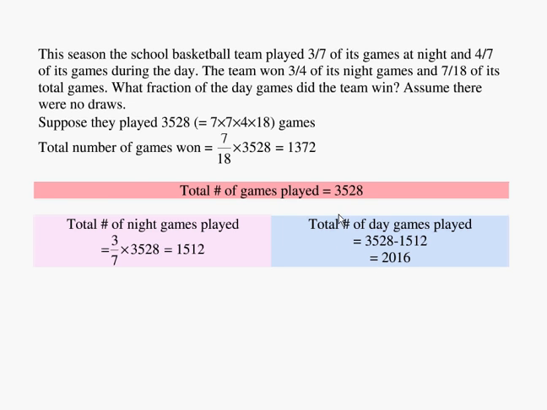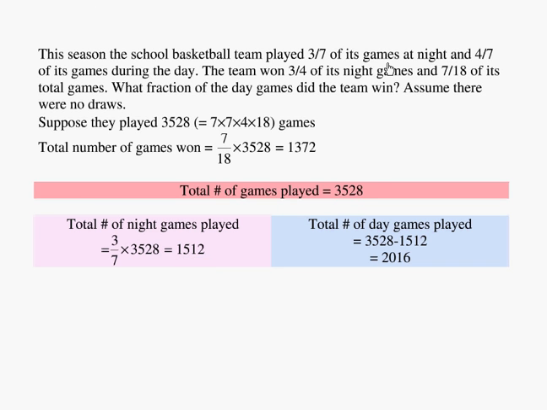But what I did here, I subtracted the two numbers. This is the total number of games they played. This is the total number of games they played at night. If you subtract the two, you're going to get the total number of games they played during the day. You could have multiplied this number, 3,528, by 4/7. You would get the exact same thing. It doesn't matter how you get it.